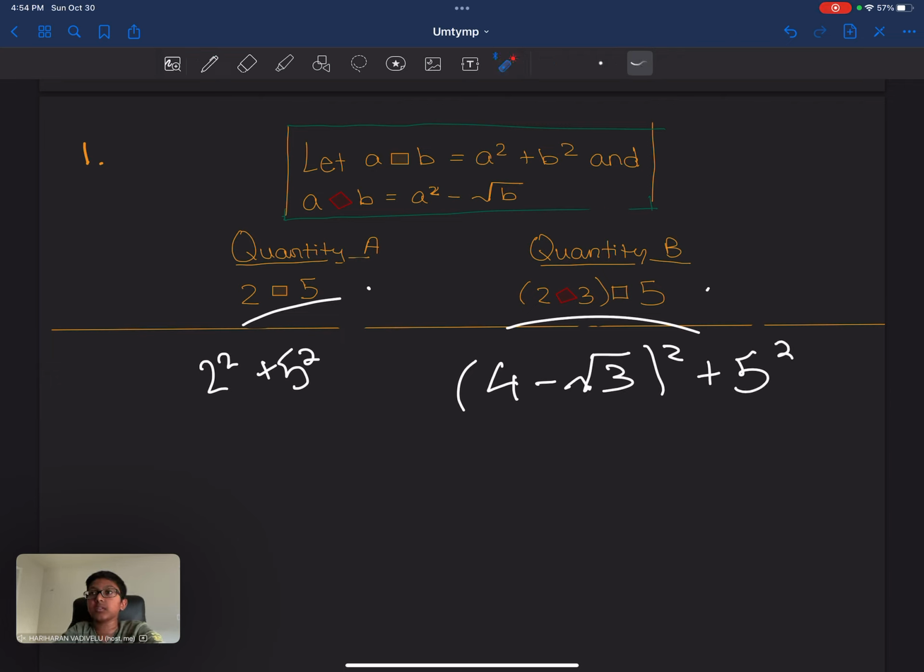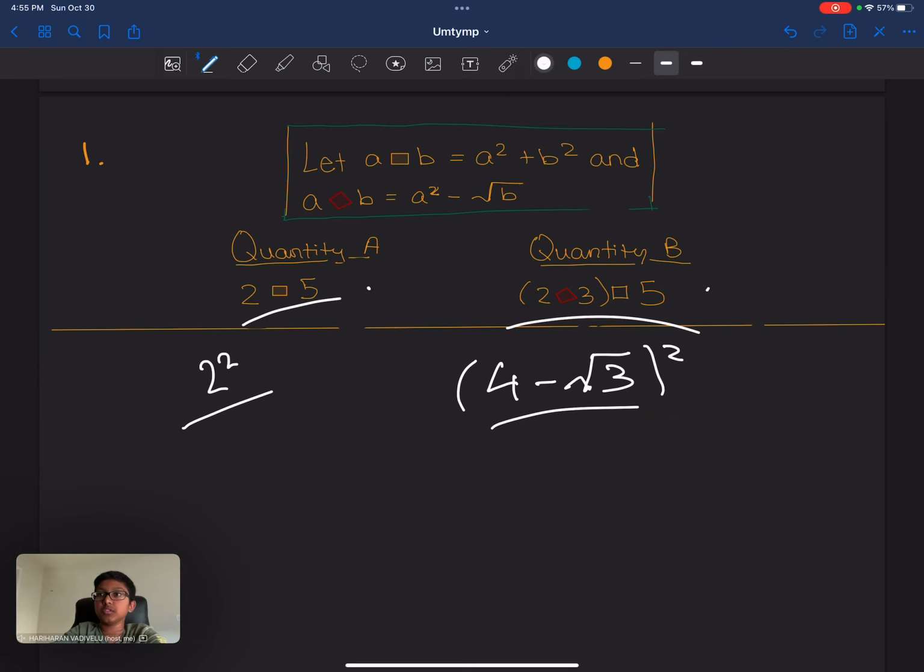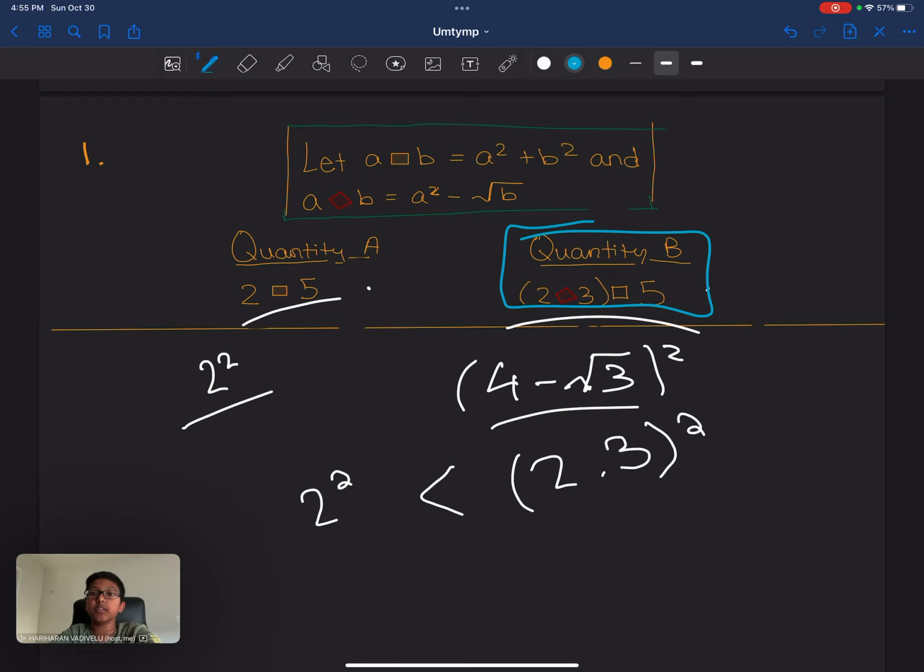Now, instead of solving this directly using decimals, because root 3 is an irrational number, what you can do is cross these two off. I'm just going to erase them because they are common on both sides. Since you just want to compare 4 minus root 3 squared and 2 squared, the square root of 3 is just 1.7 blah blah blah, so we'll just use 1.7. 4 minus 1.7 is 2.3. So you have 2.3 squared and 2 squared. And obviously, quantity B is greater than quantity A, and therefore B would be the right answer option.